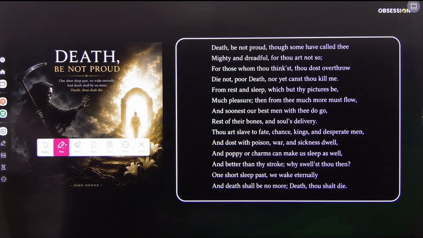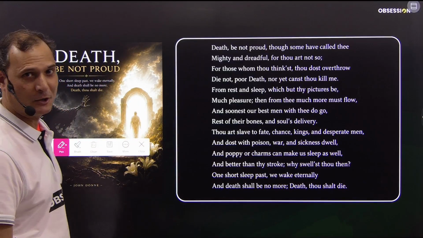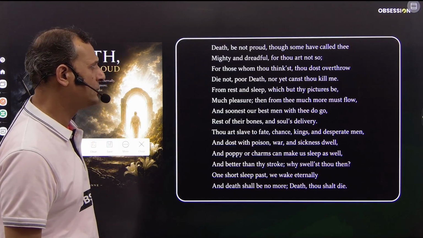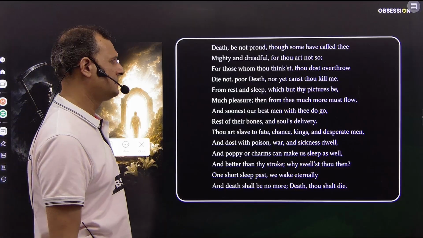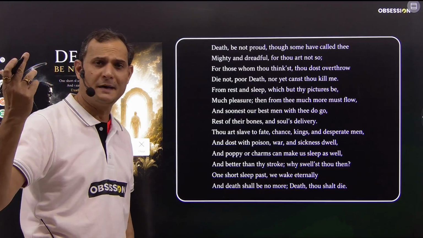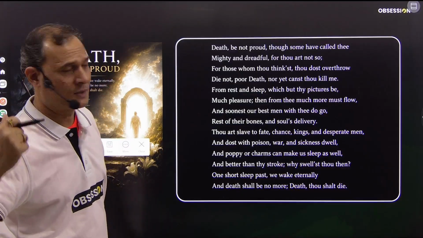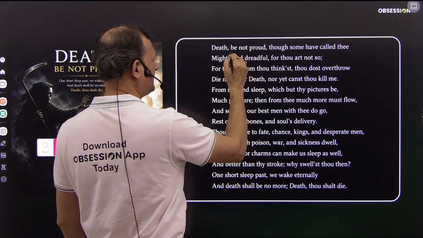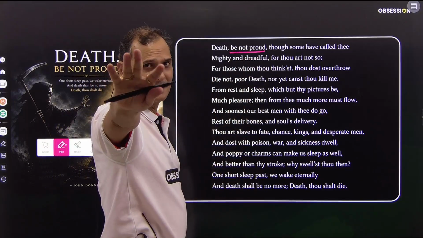Death, be not proud, though some have called thee mighty and dreadful, for thou art not so. बेटा बहुत पुराने राइटर हैं तो उस समय की इंग्लिश थोड़ी अलग हुआ करती थी. We'll try to simplify. Death, be not proud. Death, इतना घमंड मत कर.